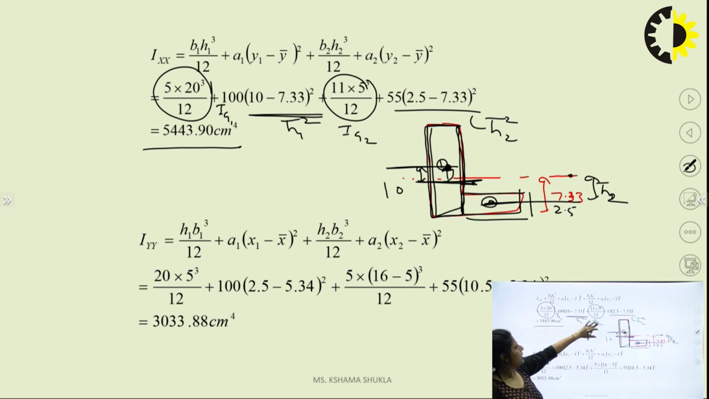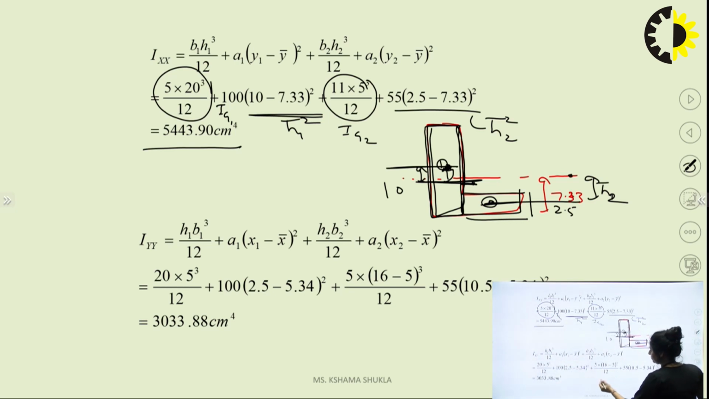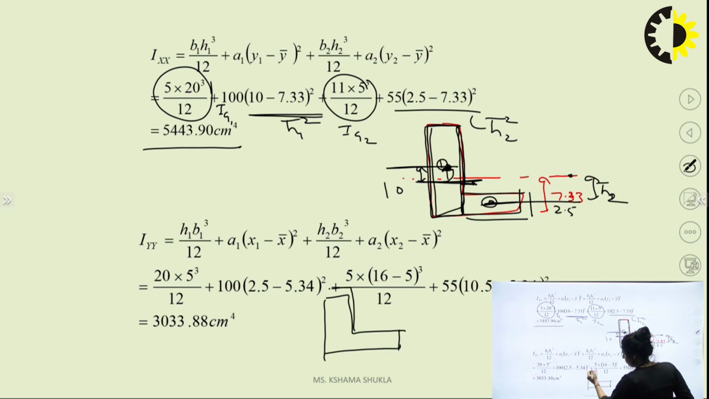Make a single diagram for this. Now to make it clear to the examiner, make another diagram for IYY here. Simply make a diagram. Again, it is our section. Make it properly.